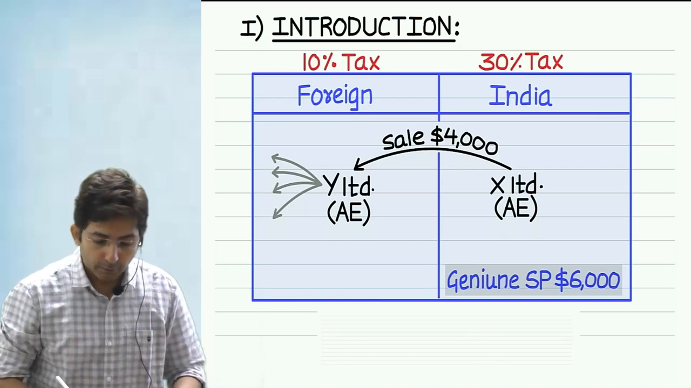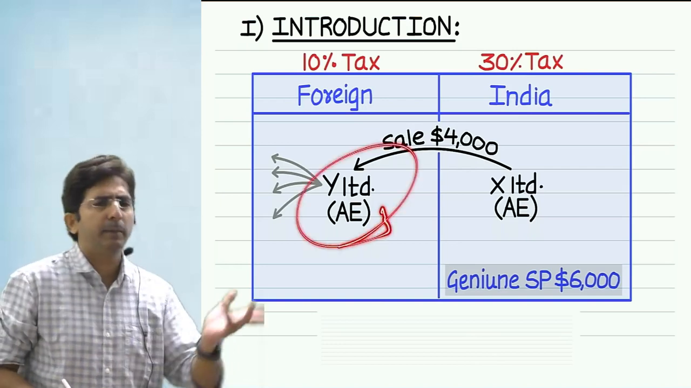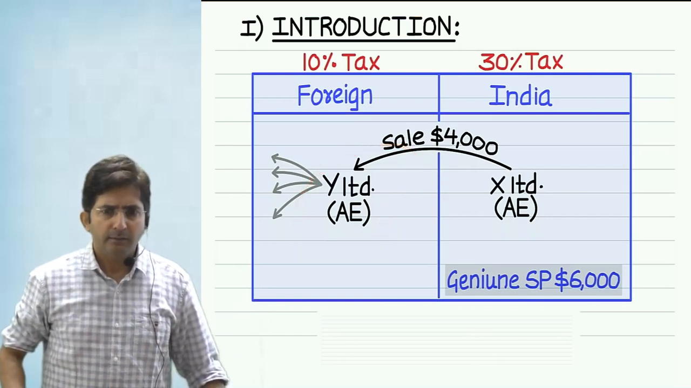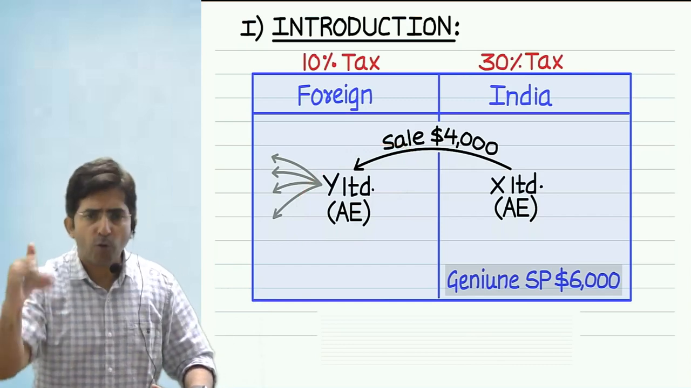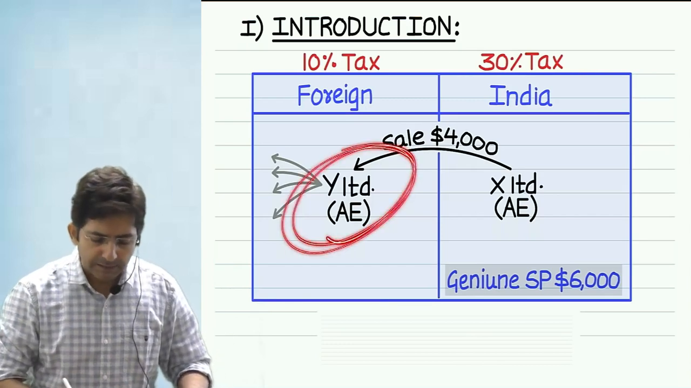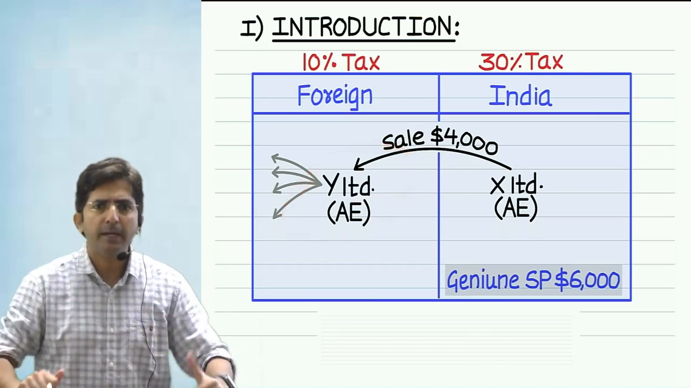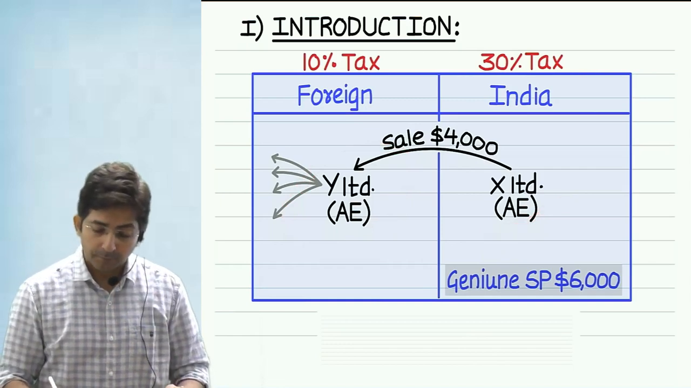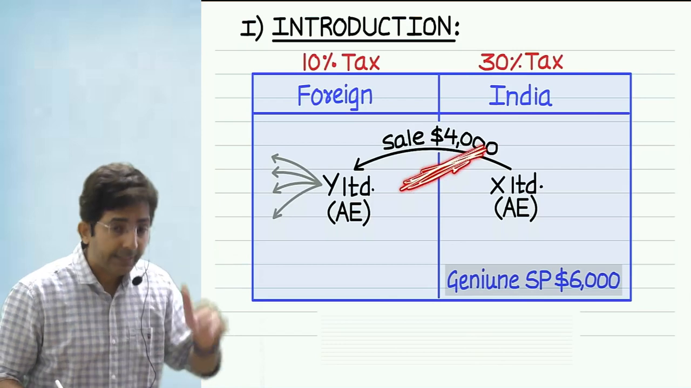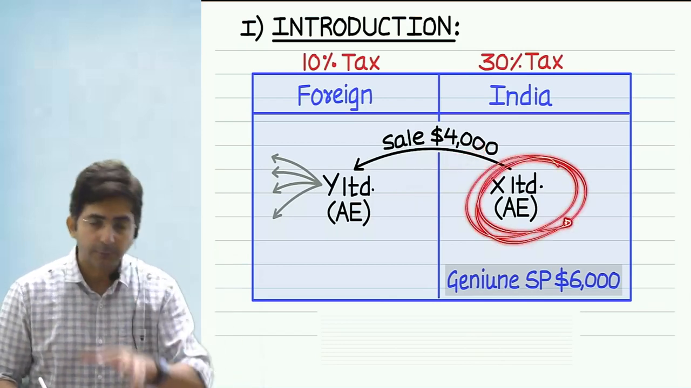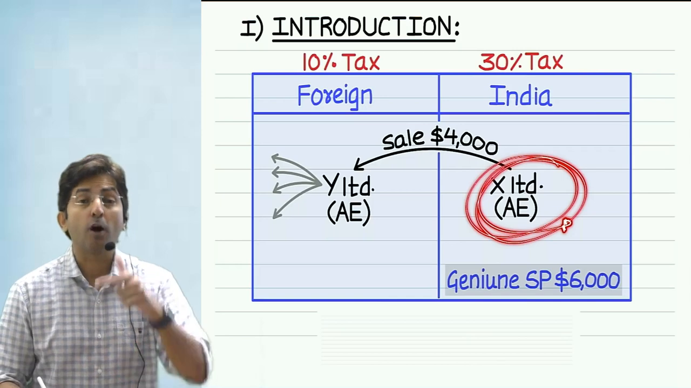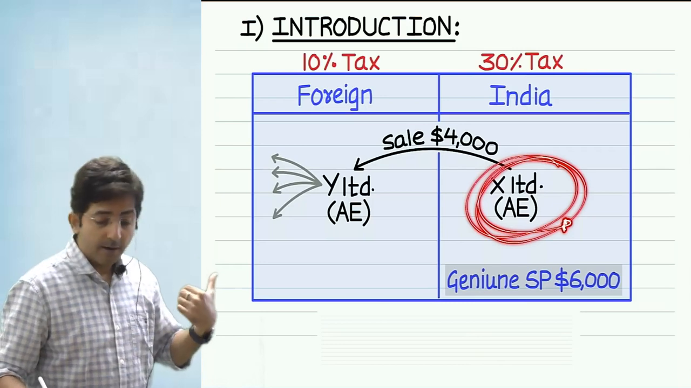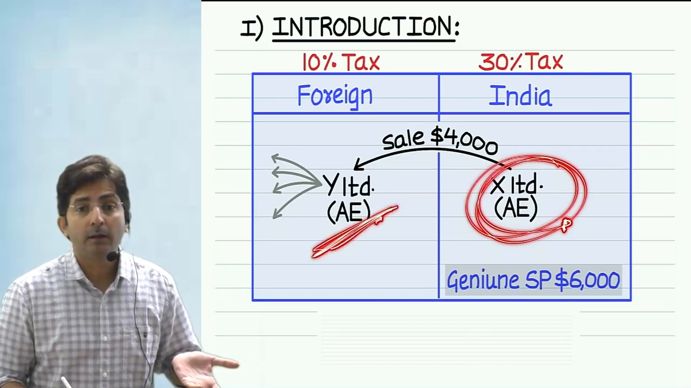Now, if you say, why are you worried about that? That is Y Limited's problem. No, Y Limited is my bacha. It is my baby. It is my own company. So if Y Limited's tax is affected, it will concern me. Me means who? X Limited. So see what I am trying to say: by reducing the sale price, X Limited can successfully reduce the profit. But on the other hand, Y Limited's profit will increase.